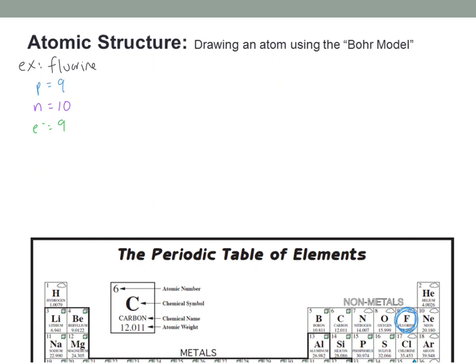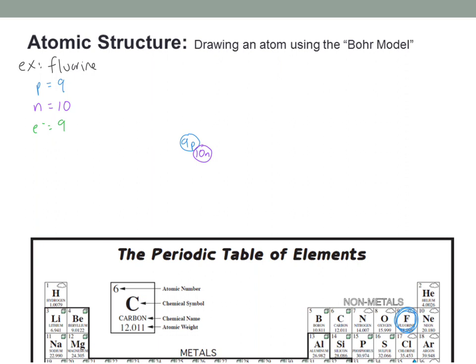So if you remember from previous videos or readings, the protons are in the nucleus. So they're in the very small center. I'm not going to draw 9 individual pieces. I'll just say that there's 9 protons in this nucleus. And like we just said, apparently for fluorine, there are 10 neutrons in this nucleus. And so I know that those are the very center, and that I have the electrons orbiting or occupying the space around the nucleus.